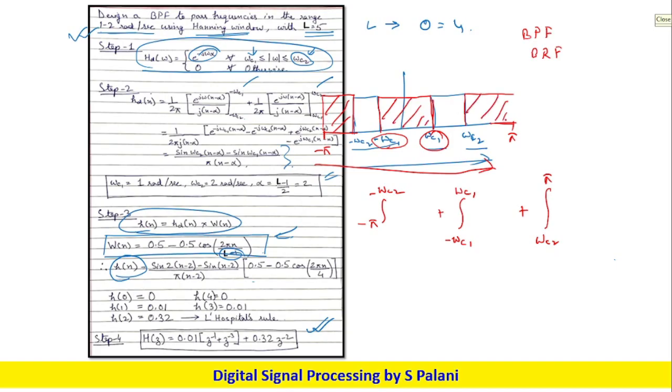So it is always better to look into this, because in this band reject filter we will be working in this region. Okay, so it is always better to draw this impulse response figure and then calculate. It will take some time, but it will be easier for you to determine the limits.